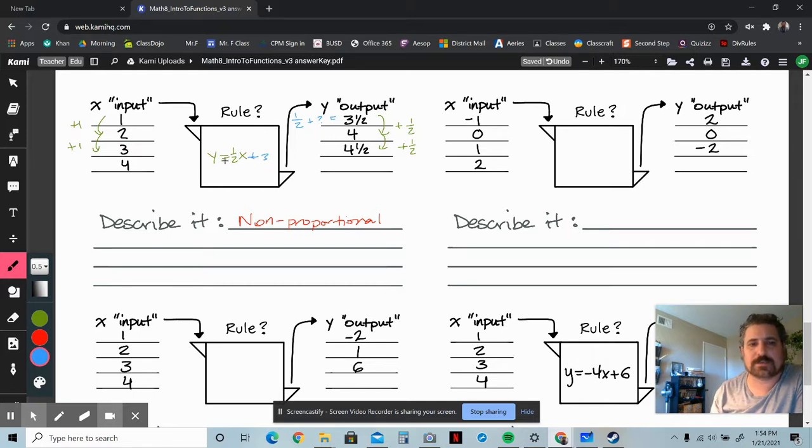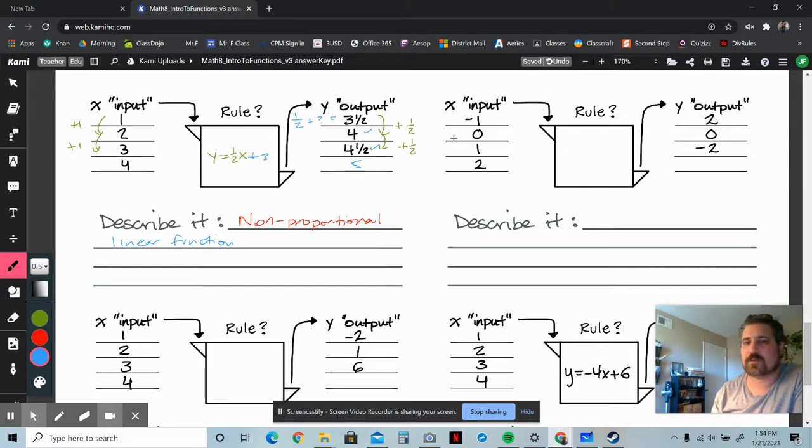And let's test it. 2 times a half is 1. 1 plus 3 is 4. It works. 3 times a half is 1.5. 1.5 plus 3 is 4.5. It works. And so 4 times a half is 2, and 2 plus 3 is 5. So this is a non-proportional linear function. Once again, it's linear because it has a constant rate of growth, a constant slope. Change y over change x is always the same. And it's a function because for every x, there's only one y.